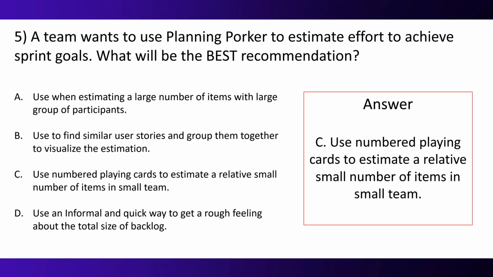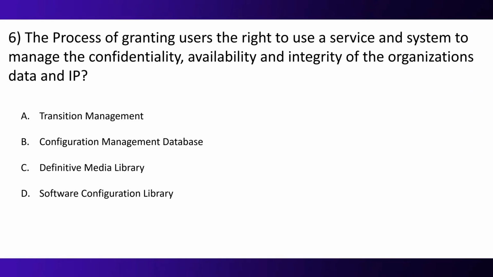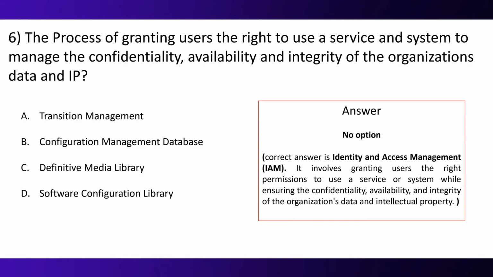team. Question 6. The process of granting users the right to use a service and system to manage the confidentiality, availability and integrity of the organization's data and IP. Option A, transition management. B, configuration management database. Option C, definitive media library. Option D, software configuration library. And the answer is no options given are correct. The correct answer is identity and access management.